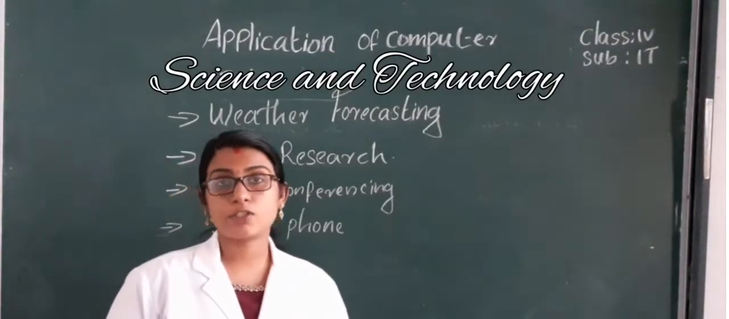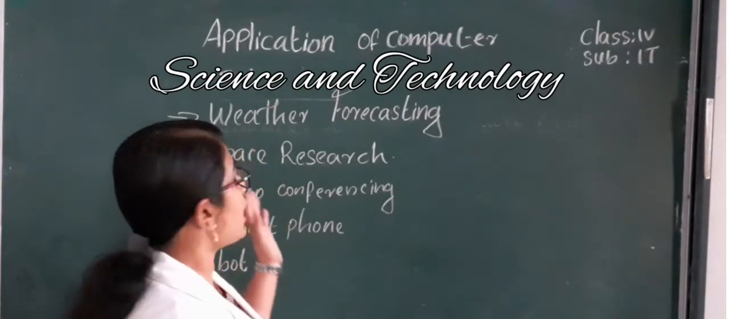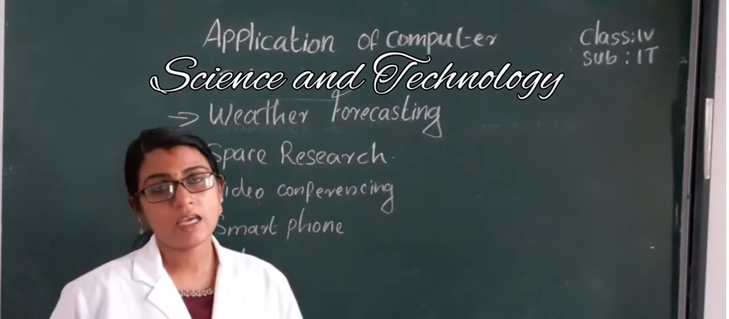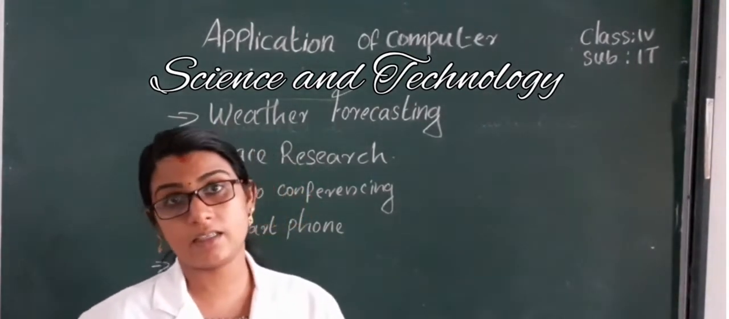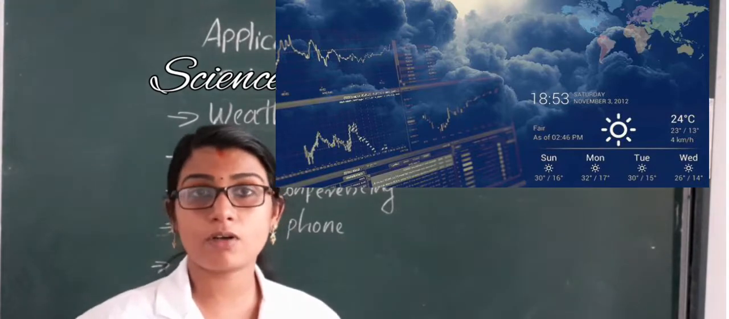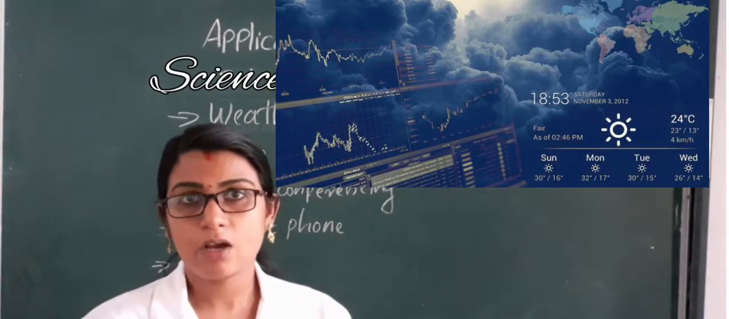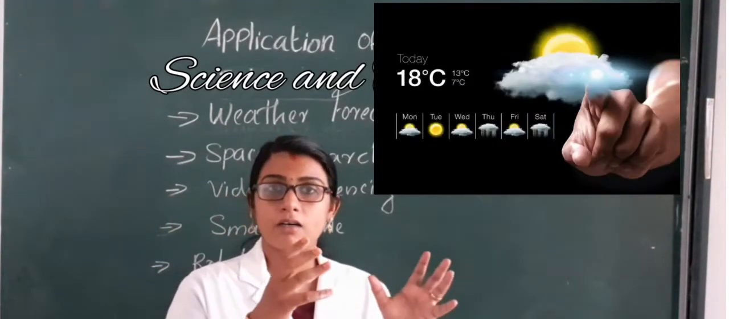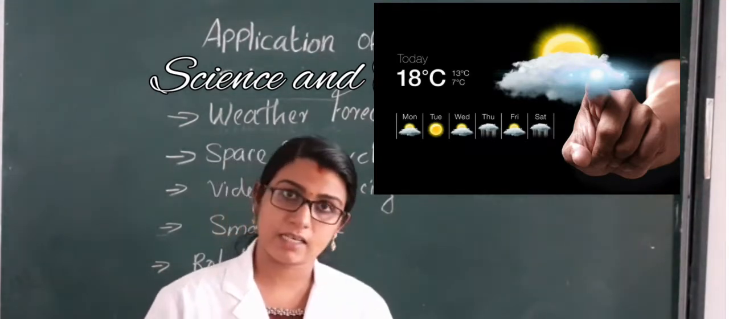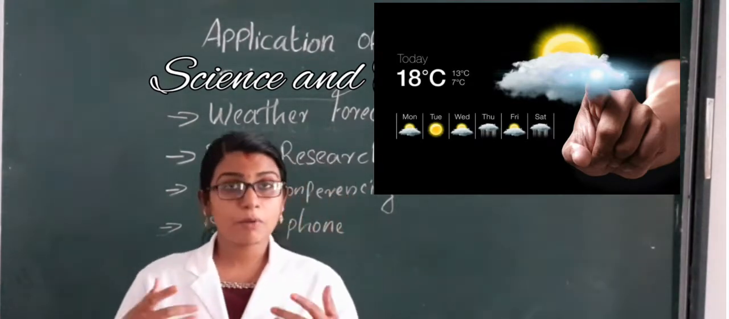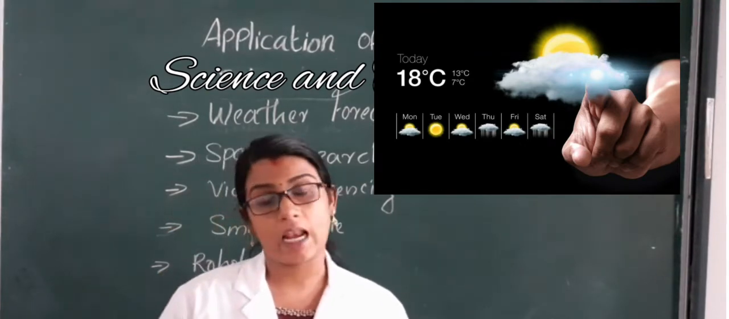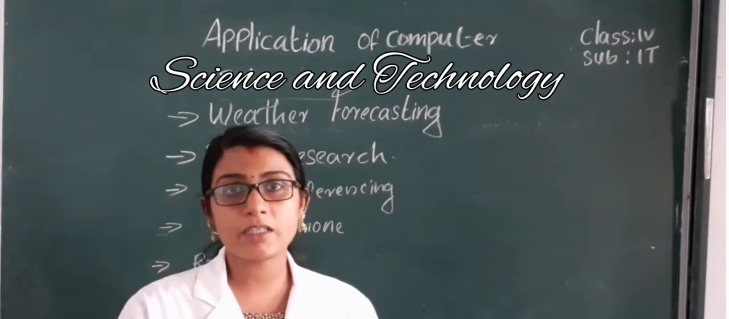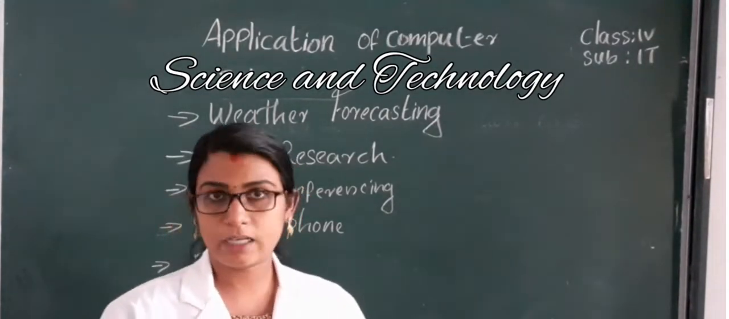Let's discuss the use of computers in the field of science and technology. The first one, that is weather forecasting. A computer helps us to forecast the weather and it sends frequent reports of changing climate or weather, that is the flow of wind and temperature, from different weather stations and satellites. The computer also helps us to predict natural calamities and to take remedial measures to prevent the damage caused by natural calamities.